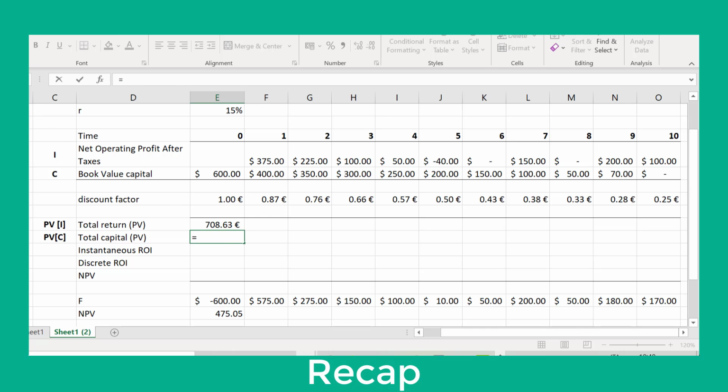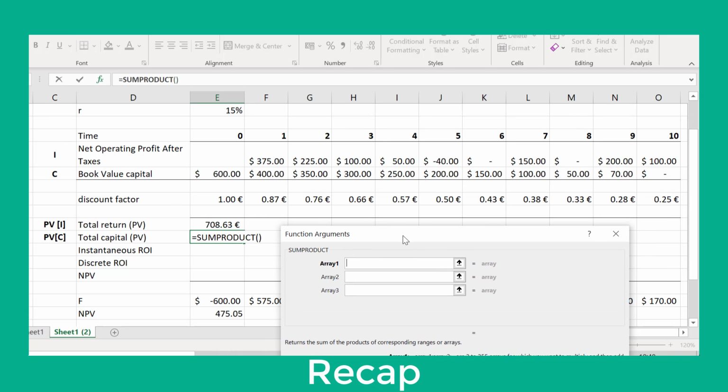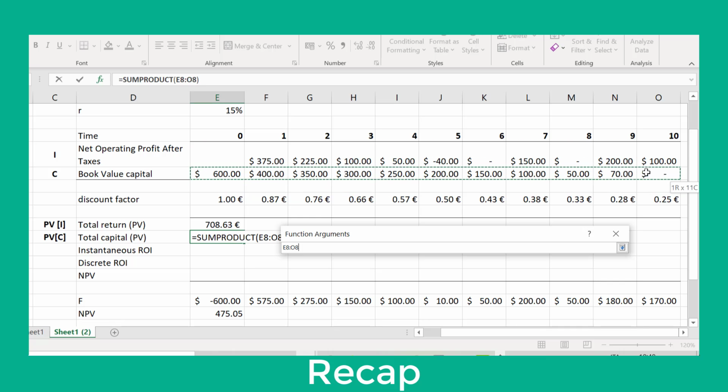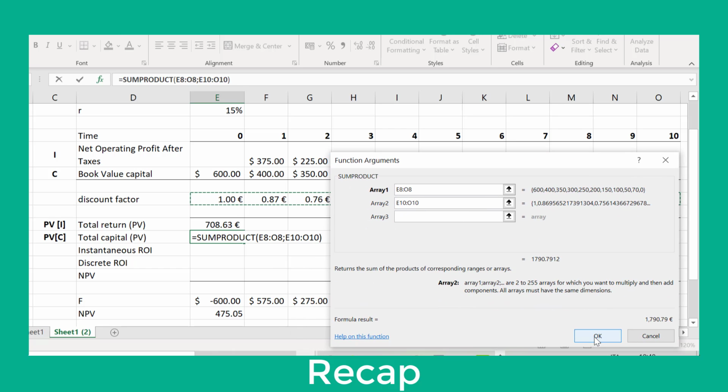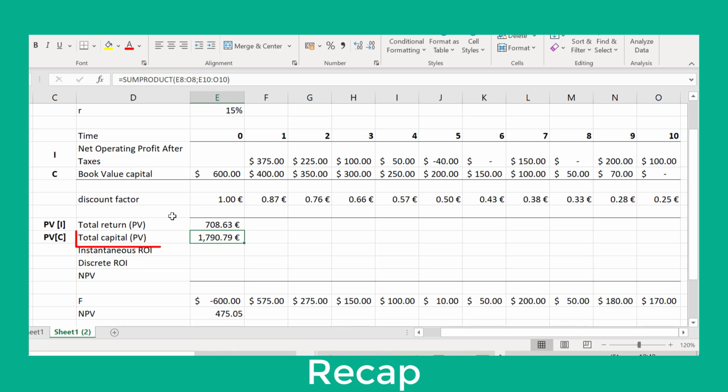Same sum product, same with the book values. All book values, array 1. Then array 2, the discount factors from 0 to 10. Click on OK, and we get the total capital. We just have to divide these numbers and then multiply by 1 plus cost of capital.